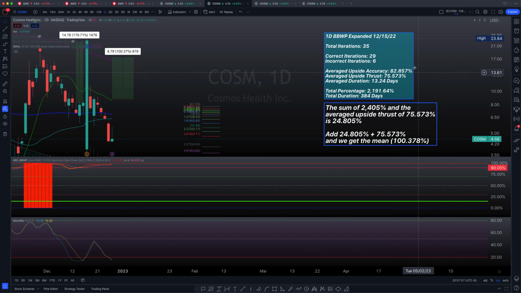The probabilities are great, though. 82 spot, 85% is amazing, you know, over the span of about 13 and a quarter days. So definitely a good thing there, you guys. So let's go ahead and now move on to the next chart to see what we have.